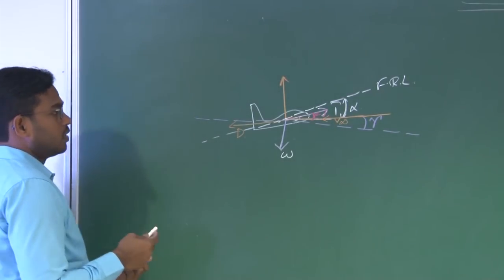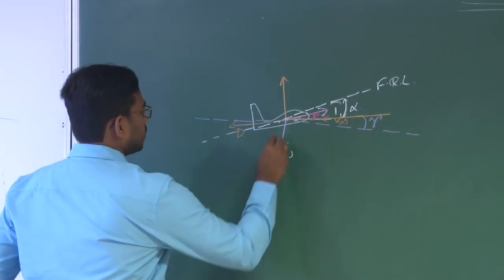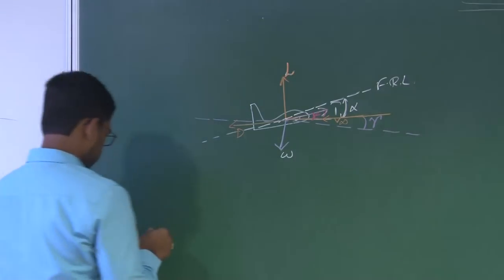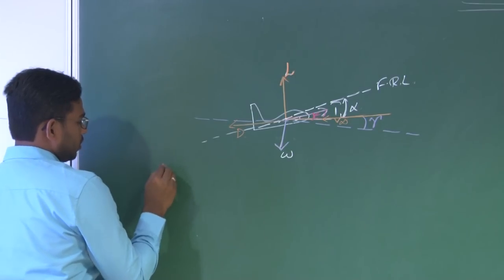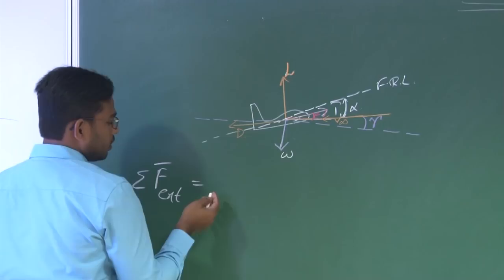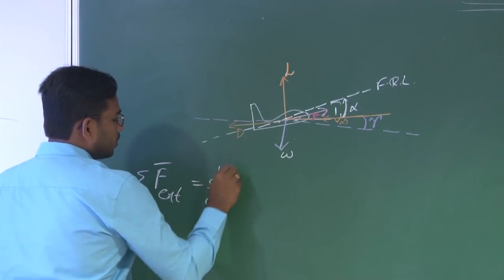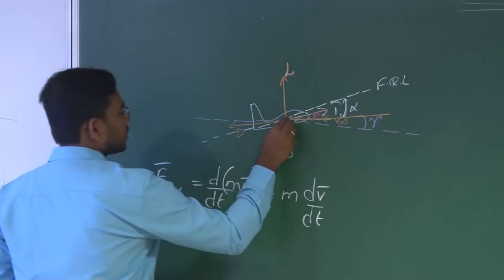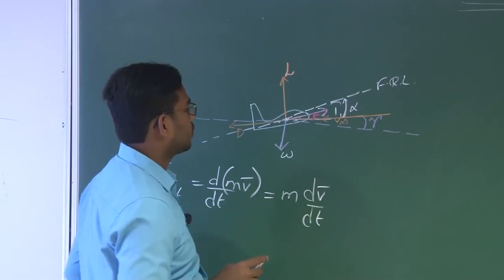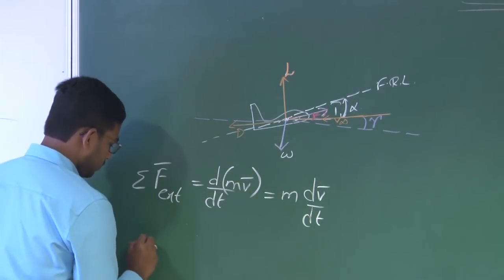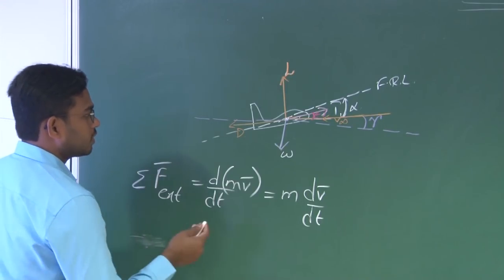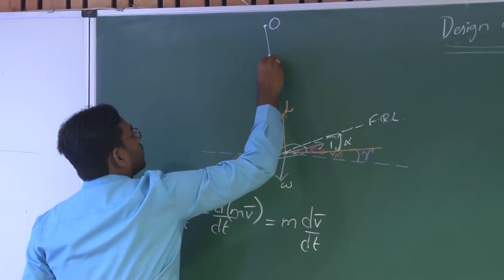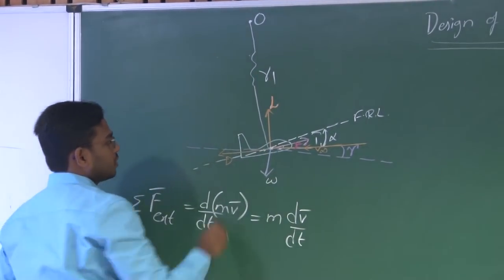Now let us write equations of motion along V infinity and perpendicular to V infinity. So this is your lift, which is acting perpendicular to V infinity. According to Newton's second law, the total external forces acting will result in the rate of change of linear momentum. Assuming the aircraft as a point mass, and further these forces are acting at the CG of the system, we can write the equations of motion with these assumptions, along and perpendicular to the flight path. Let O be the point about which the aircraft is rotating in this vertical plane with a radius r1, right?